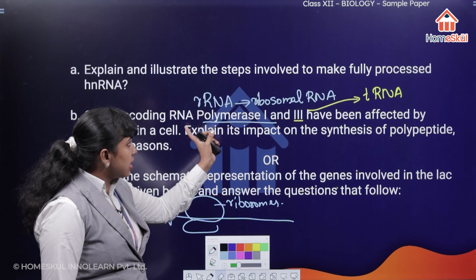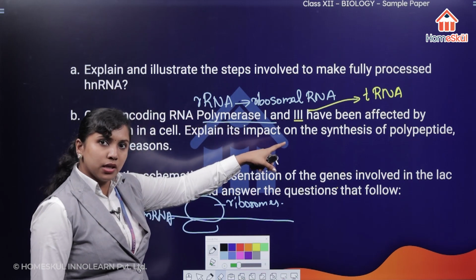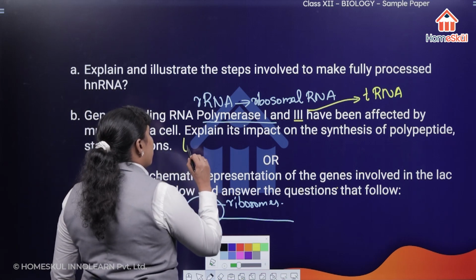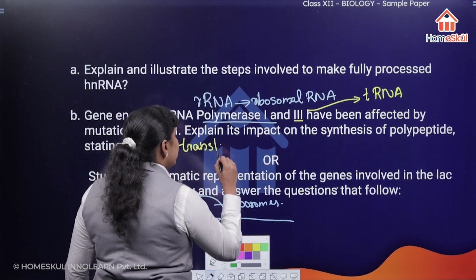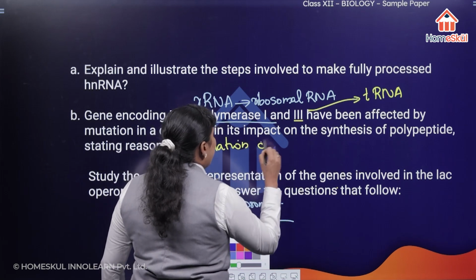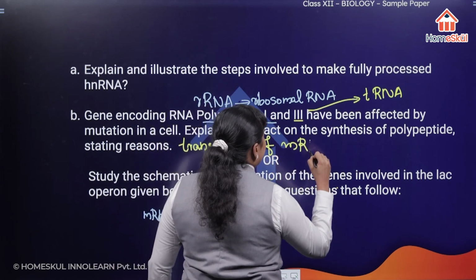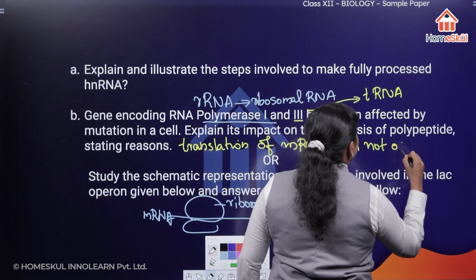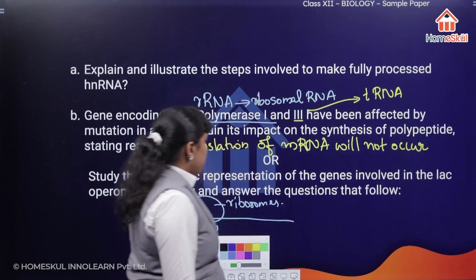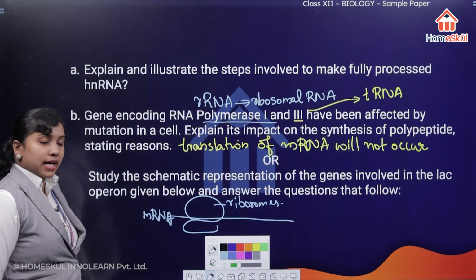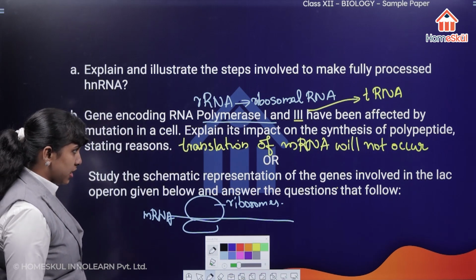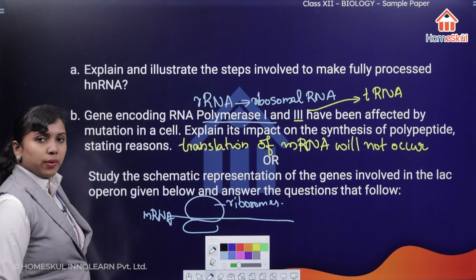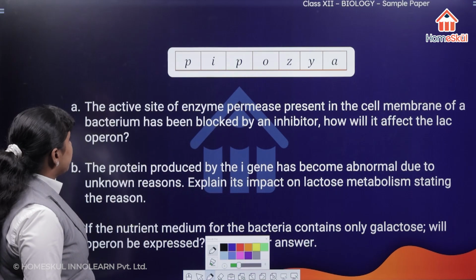Since both RNA polymerase 1 and 3 are defective, the translation of mRNA will not occur. Then, next, study the schematic representation of the genes involved in the lac operon given below and answer the questions that follow. Let us see that image here.